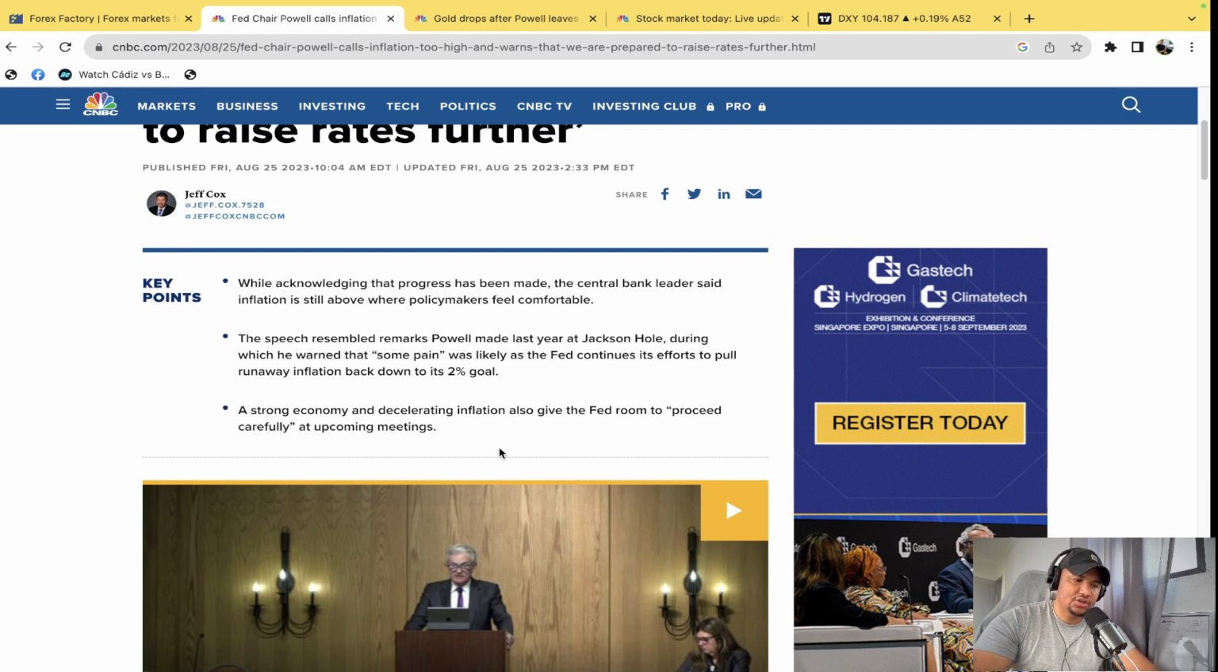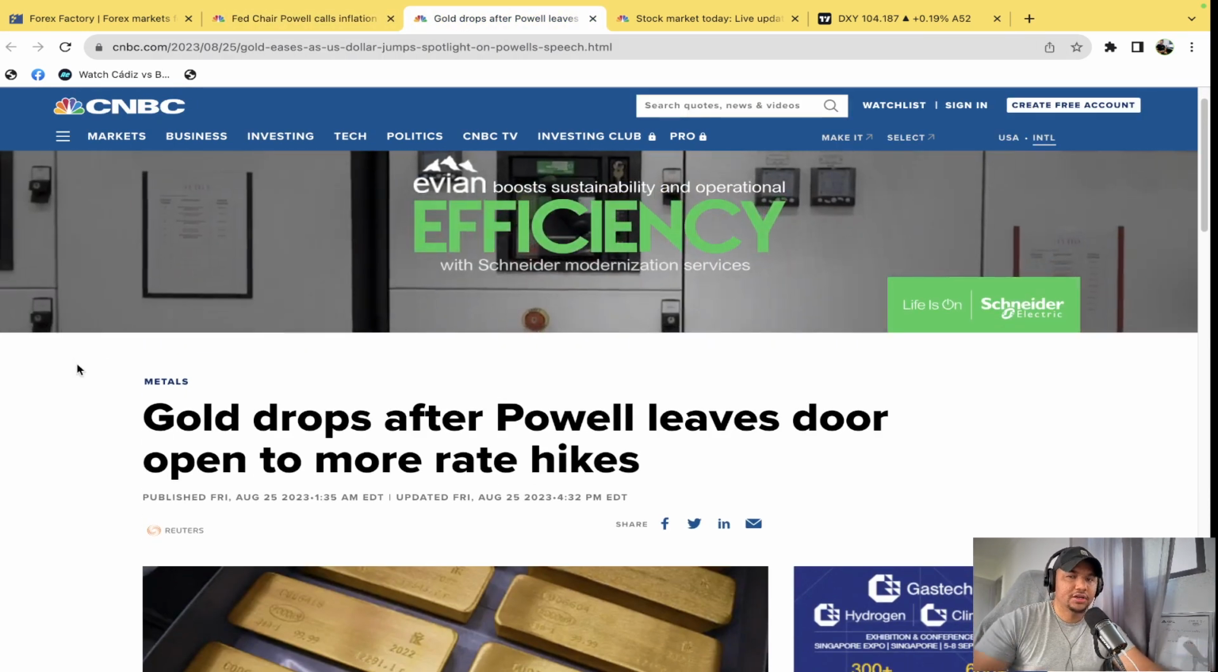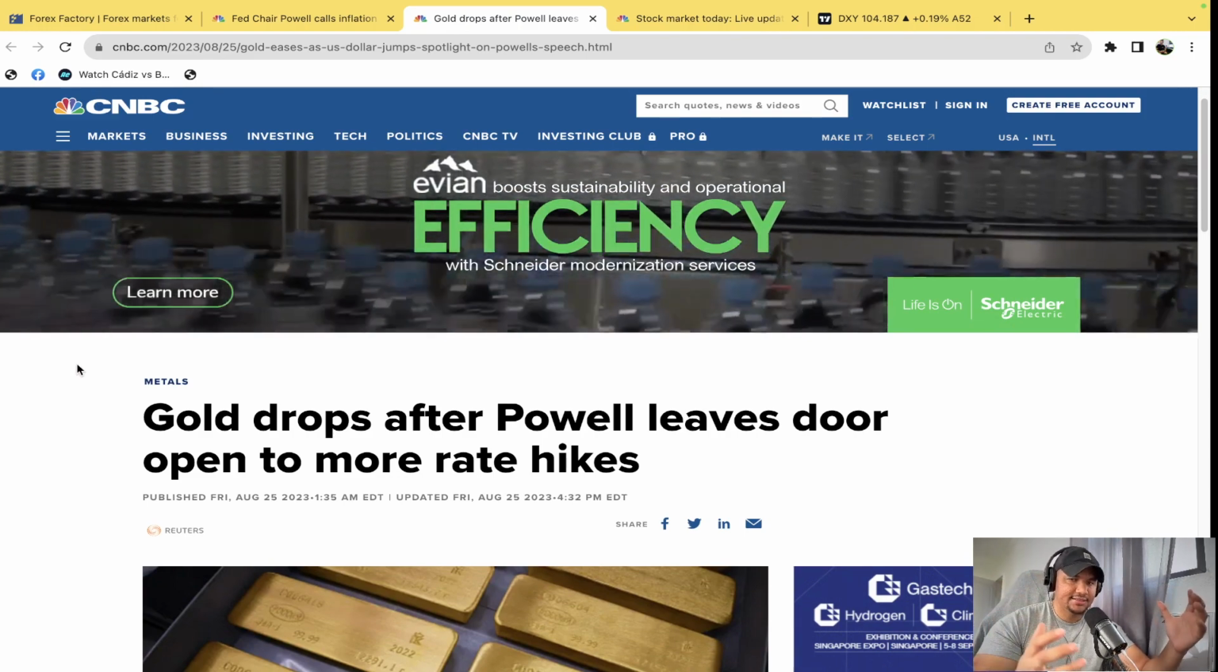It says here, a strong economy and decelerating inflation also gives the Fed room to proceed carefully at upcoming meetings. And that is the point I'm trying to make, that even with positive data coming through for inflation, even though inflation is slowly coming down, that gives the Fed room to not go as aggressive as anticipated. However, these guys are full of tricks as well. Because of that, gold drops after Powell leaves the door open for more interest rate hikes. And this is exactly how it works.